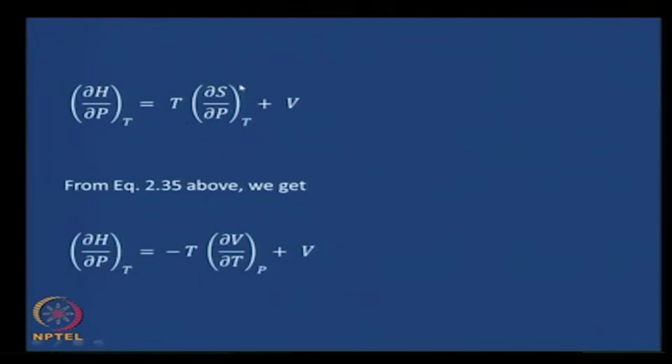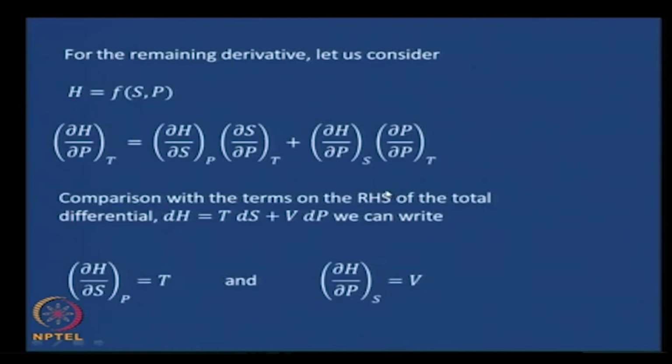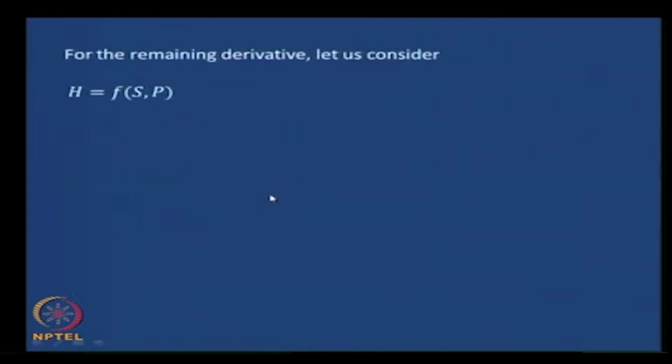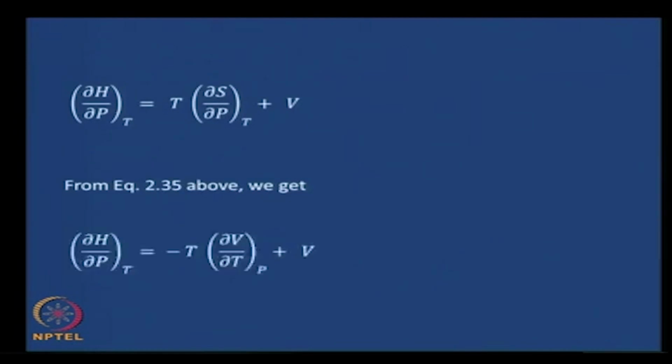This is still in terms of ∂S/∂P at constant T, and this is not completely in terms of easily measurable variables, but using the relationship that we had given in equation 235 earlier, you can look at equation 235, we have numbered that, ∂S/∂T at constant P is Cp by T. We can write ∂H/∂P at constant T equals minus T ∂V/∂T at constant P plus V. This is the other relationship which brings ∂S/∂P at constant T in terms of V, T and P. We will call this equation 237.